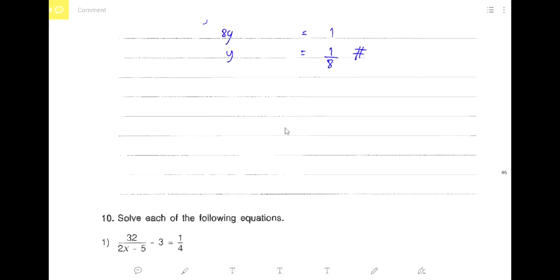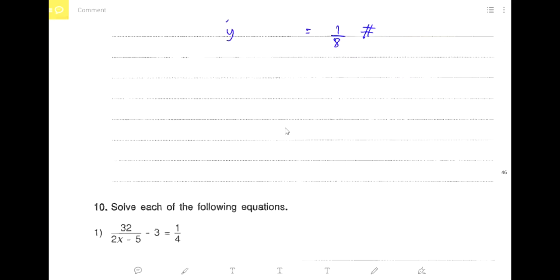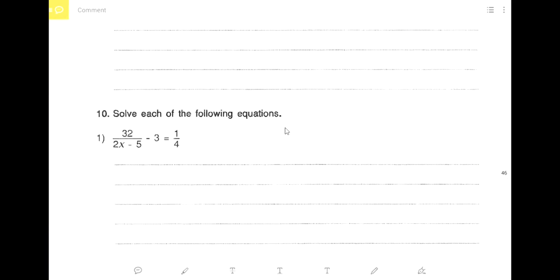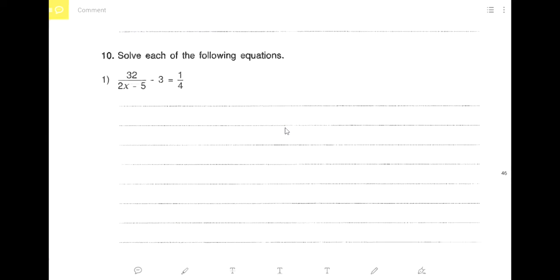Okay, let's see the next one now. This one is number 10. So we're just gonna do it. And this problem, oh, it's not easy. This one is not easy. But I know what to do now.